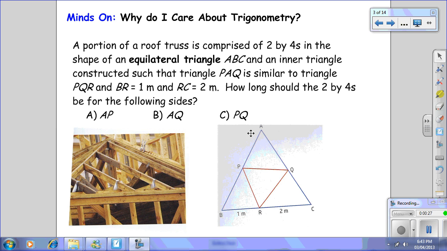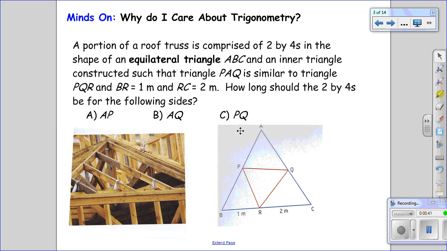So if you look, you've got this triangle here, PAQ, that's similar to triangle PQR. And BR is 1 meter, RC is 2 meters. And they want to know how long the 2x4 should be for the following sides: AP, which is the side here, AQ right here, and PQ. How do we do that?